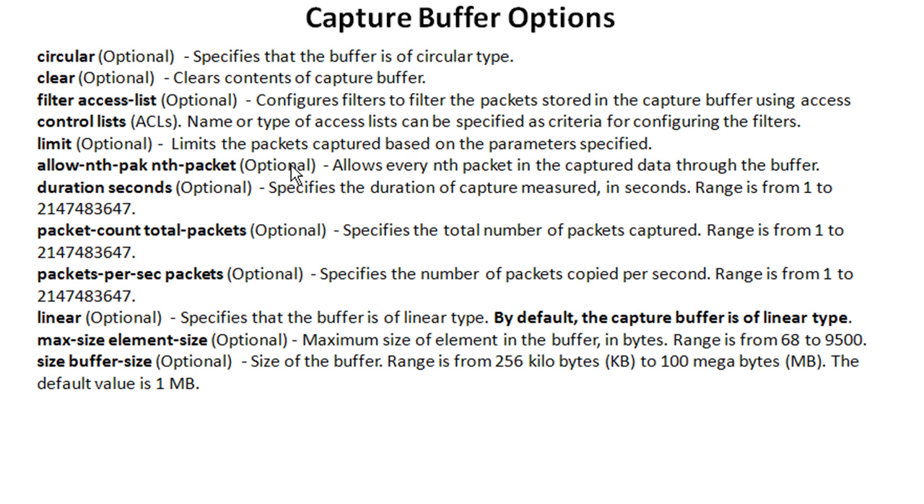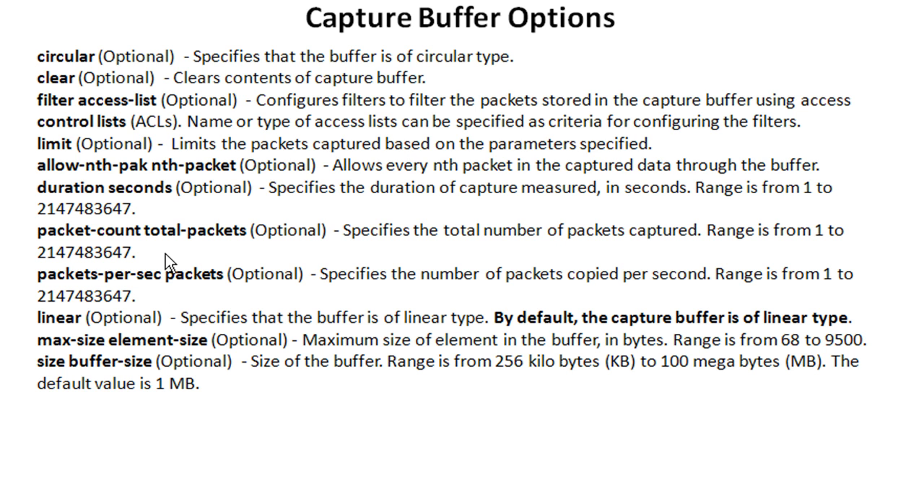Clear is just to clear it. You can have filter access lists. You do have some cool options here where you can allow every nth packet, instead of capturing every packet that meets your criteria. Say you just want to sample and grab every 100th. You can do that. That's going to keep down the size of your buffer. You can have a duration. So this is kind of cool. You can say, I only want this buffer to be available for the next 20 seconds, and you can crank that up to some ungodly number.